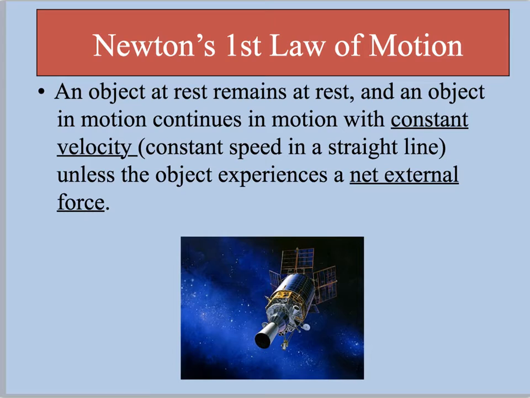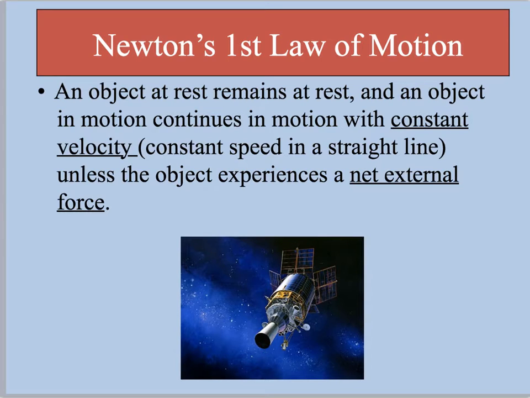So the first law, this is the standard first law definition that you would see in pretty much any physics book. It says an object at rest remains at rest, and an object in motion continues in motion with constant velocity. We say that's a constant speed in a straight line, unless the object experiences a net external force.